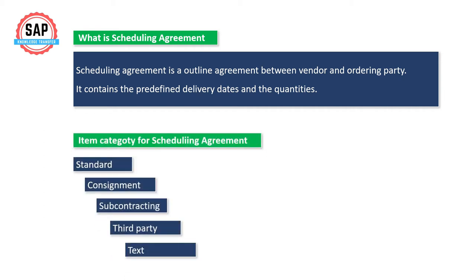Item category for scheduling agreement. The different types of item category available in a scheduling agreement are standard, consignment, subcontracting, third party, and text. These are the item categories available in a scheduling agreement.